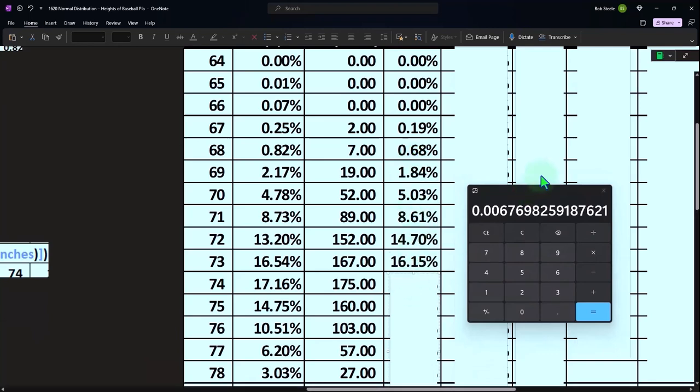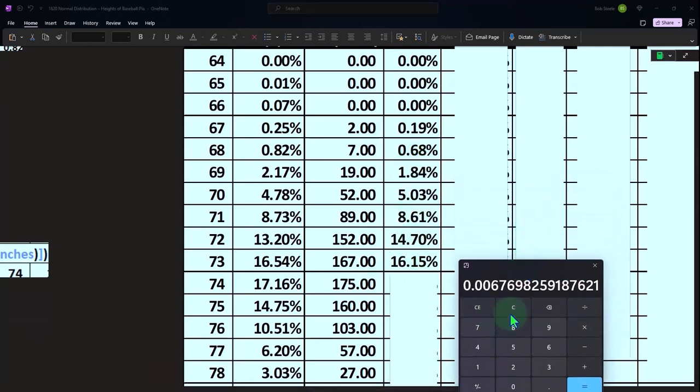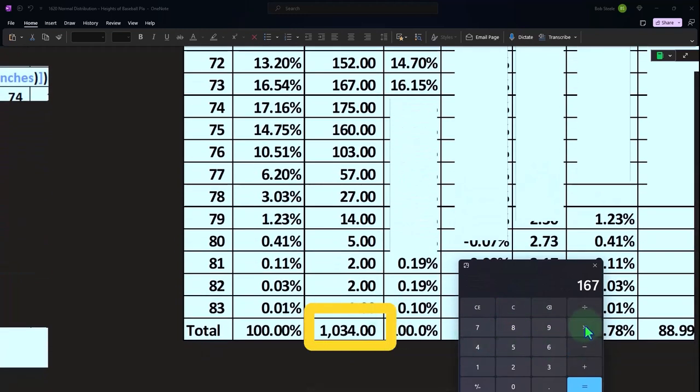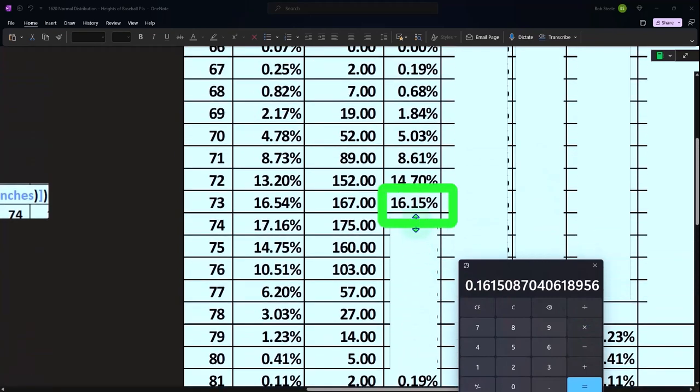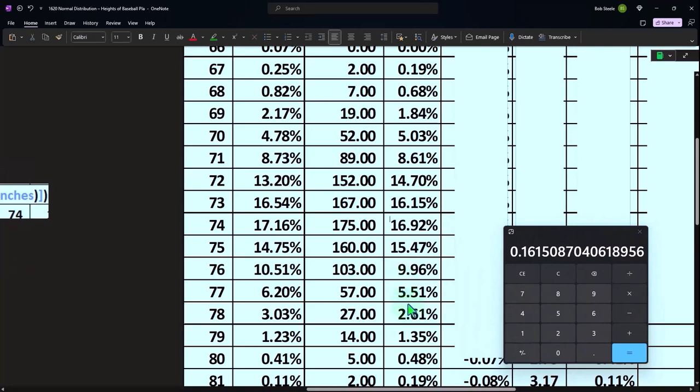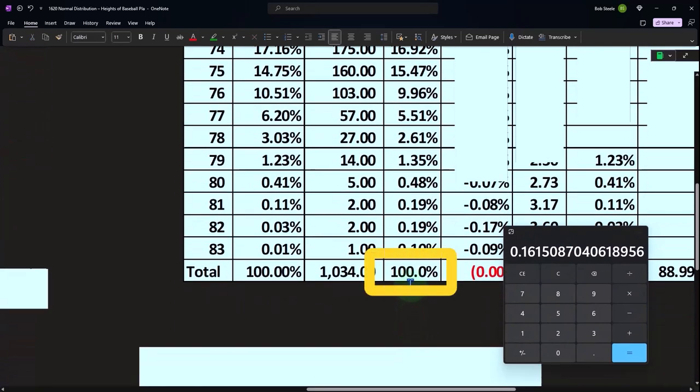This one is taking the 167 divided by that same total, divided by the 103.4. That gives us about the 16.15%. So if we do that all the way down and sum it up, then it should add up to 100%, because we're taking the percent of the total.